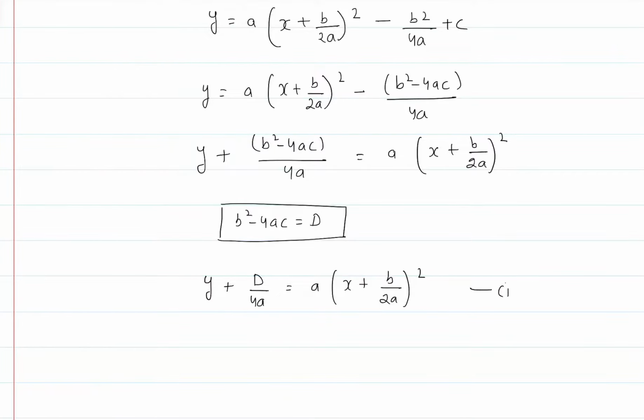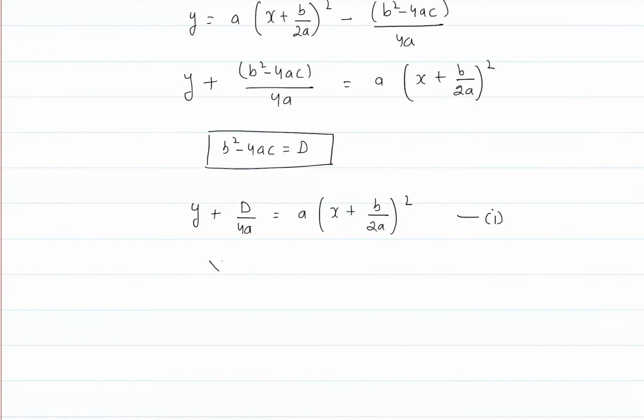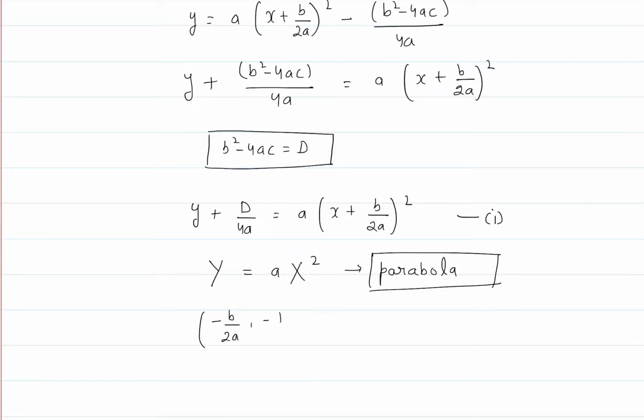Now this equation 1, if we see it, this is in the form of capital Y is equal to small a multiplied by x square. This is a parabola. It means the quadratic polynomial represents a parabola. So the answer of the first question is parabola. Now what is the vertex of this parabola? If I see this clearly, then we get minus b divided by 2a comma minus d divided by 4a is the vertex of this parabola.